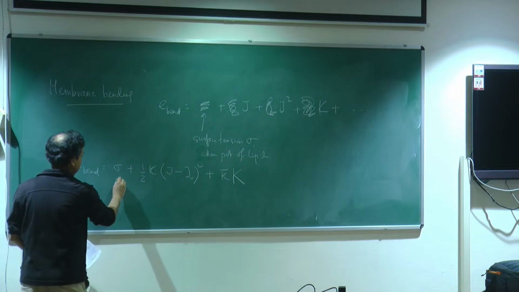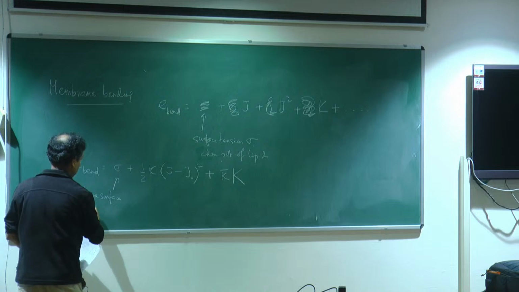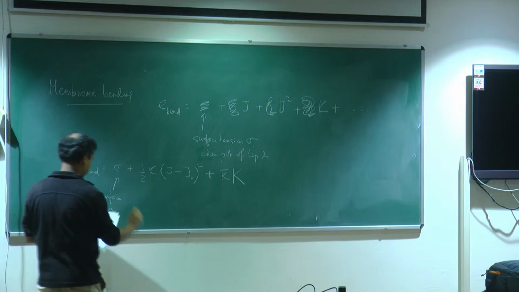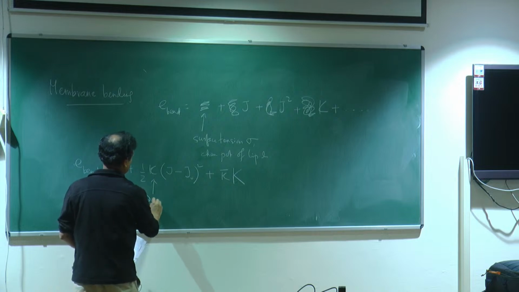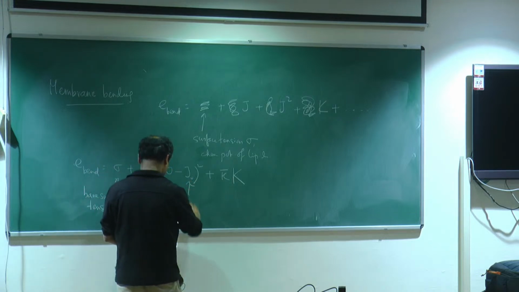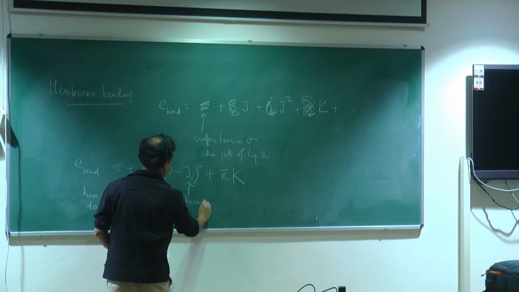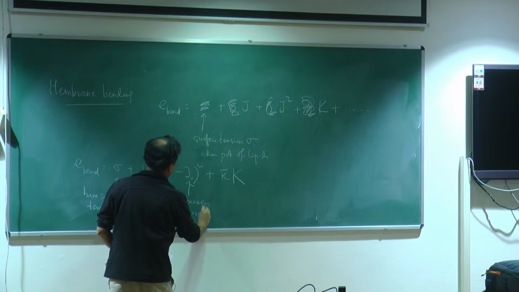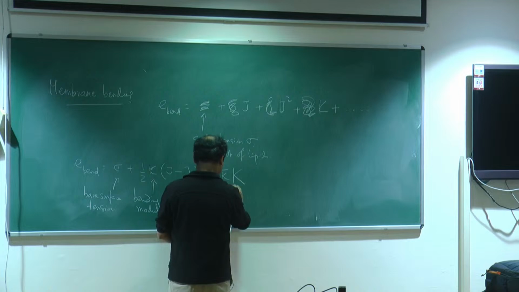This, of course, sigma is the bare surface tension. Kappa is the bending modulus, all very important quantities. J0 is the spontaneous bilayer curvature, or the spontaneous curvature. And finally, this kappa bar is called the Gaussian curvature modulus.